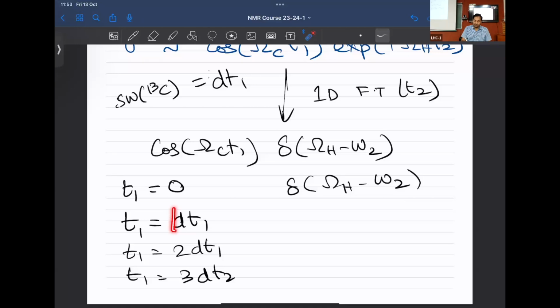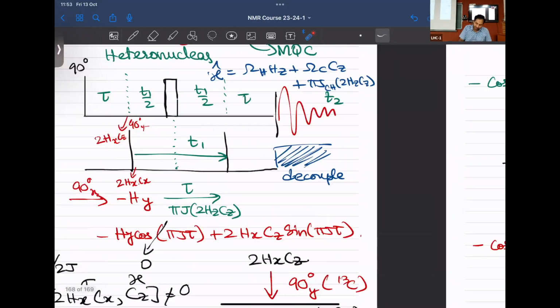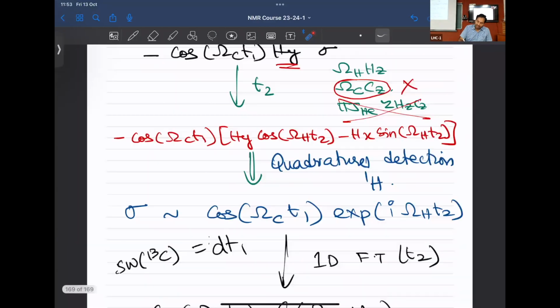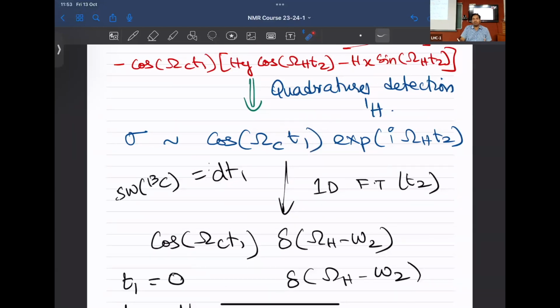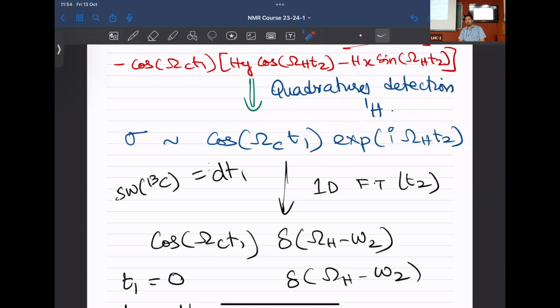If yes, as you keep increasing the T1 time slowly, one increment at a time, every 1D experiment is just going to change the delta function as a sinusoidal wave, as a cosine of omega C T1, based on its directly attached carbon's chemical shift. Go back to this. If I have the handle of changing T1 carefully per experiment, I'm going to get the Dirac delta function at the chemical shift of the proton. You have all controllable variables.